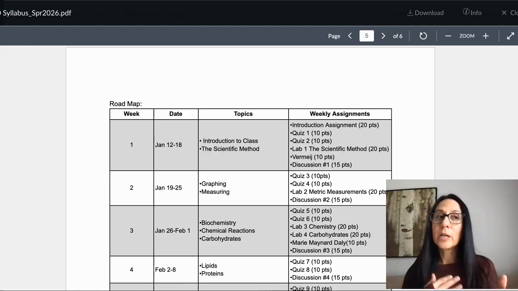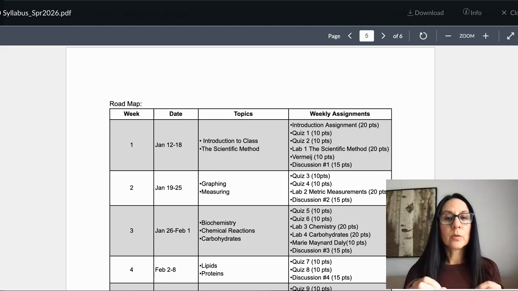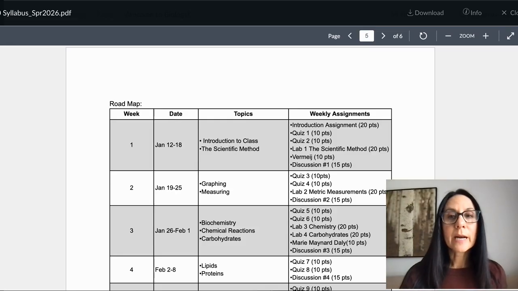Some weeks are bigger than other weeks. So it's good to have this roadmap printed out or accessible so you can see, like, oh, this is a big week, I better start early. Or it's a small week, like in week 4, you can see there's only 3 things. So it's going to be easy that week. Okay, reach out if you have any questions.